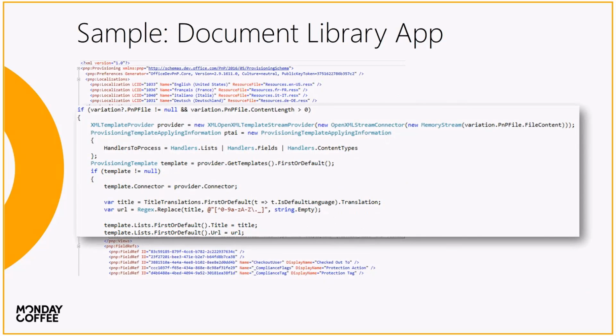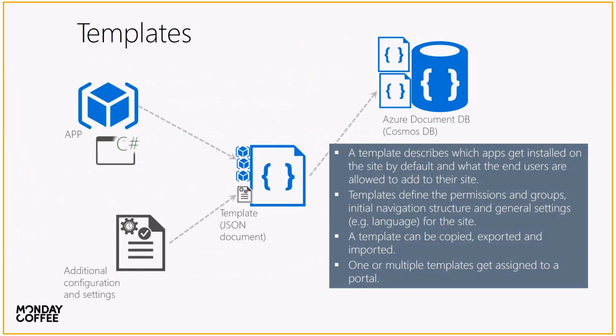So what we can also do then with our apps is use them in templates, because we can just stack different apps onto a template and say, hey, when provisioning a new site, add this app and this app and this functionality, and we combine this with some additional settings, and we can then save this as a template. And this is where Azure Document DB comes in very handy, because we are basically serializing the whole solution into a JSON string. And it's very easy to store JSON in the Azure Document DB, which, by the way, is now called Cosmos DB.